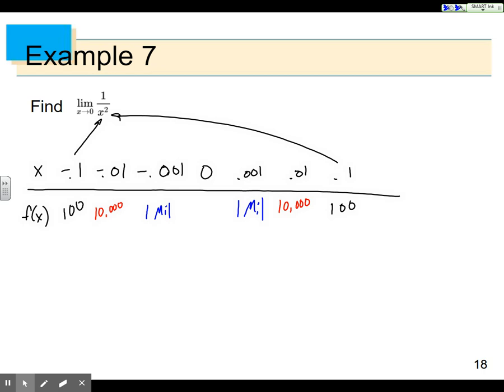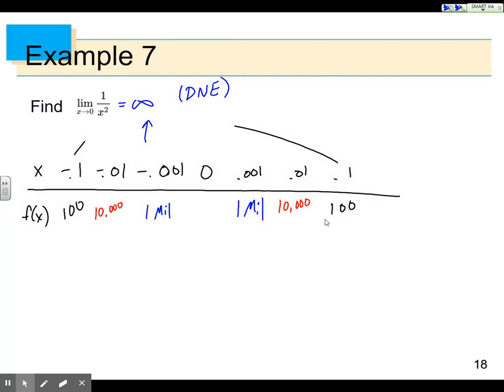Okay? And so the way that we write this, I don't think it's necessarily wrong to write infinity, but you need to also put out there that the limit does not exist, because infinity is not a unique number. It's not a number. It's an idea. Okay? And so I would like to see infinity and does not exist on problems like this.